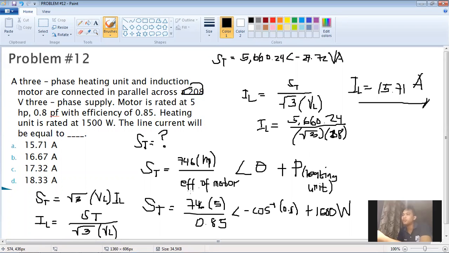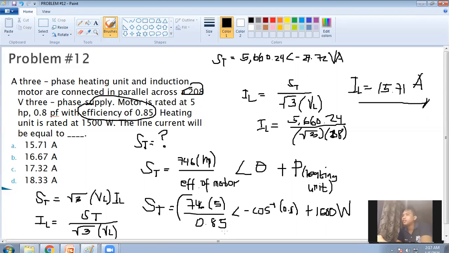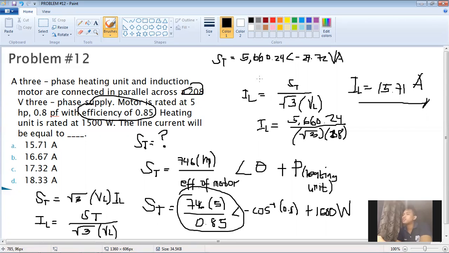So for the ST, the total apparent power, that's 746 times 5, all over 0.85, our efficiency, at an angle of negative cos inverse of 0.8, since we're talking about the power factor, plus the 1,500 watts. Upon calculation, the apparent power is 5,660.24 at an angle of negative 27.72 volt-amperes.